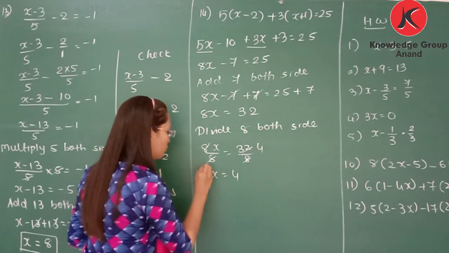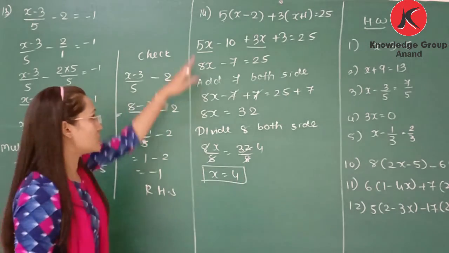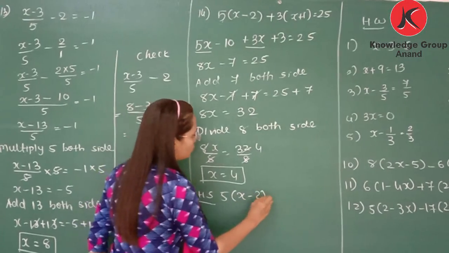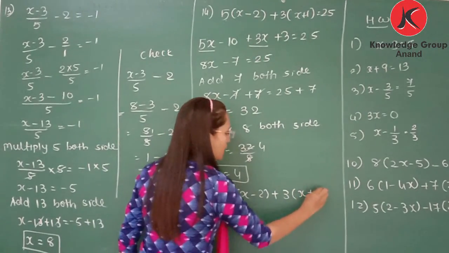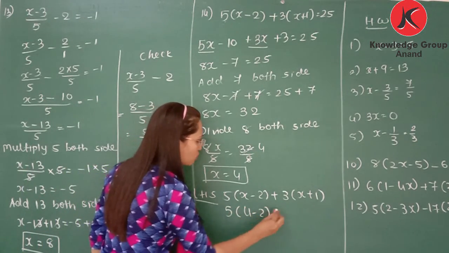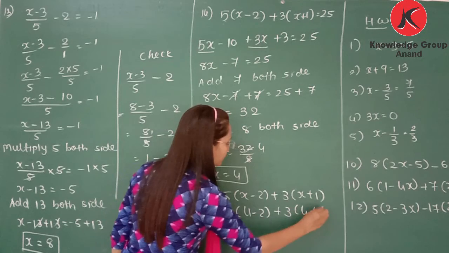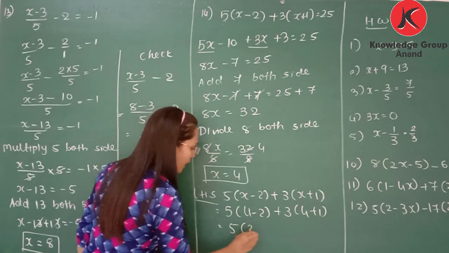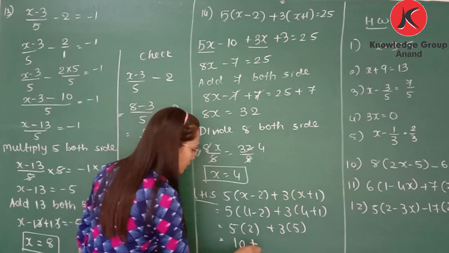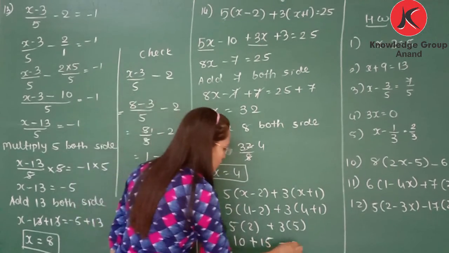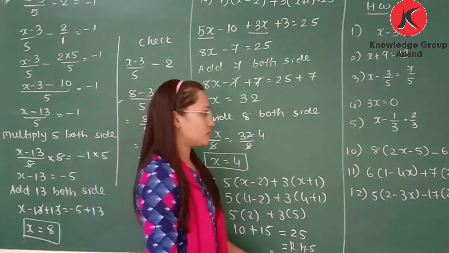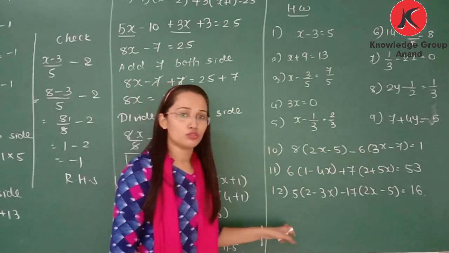So x is equal to 4. Again you can check your answer by writing in the left hand side, that is 5(x minus 2) plus 3(x plus 1). Instead of x you need to write 4. So 5(4 minus 2) plus 3(4 plus 1). 5 times 2 plus 3 times 5. 5 2s are 10, 3 5s are 15. So the answer is 25, that is our right hand side. Here some examples are given that you need to solve in homework.